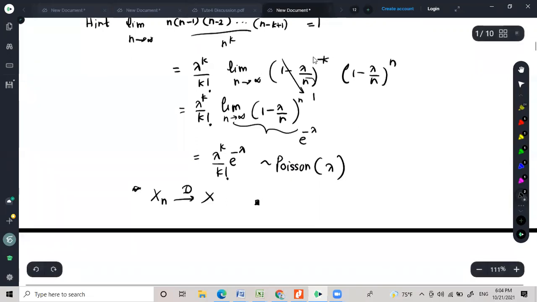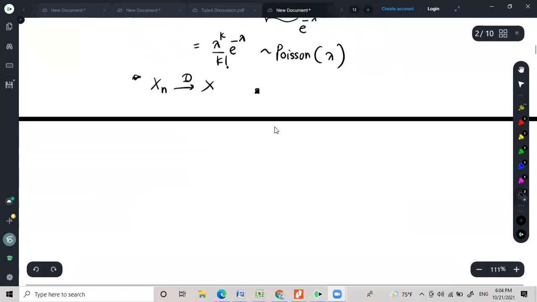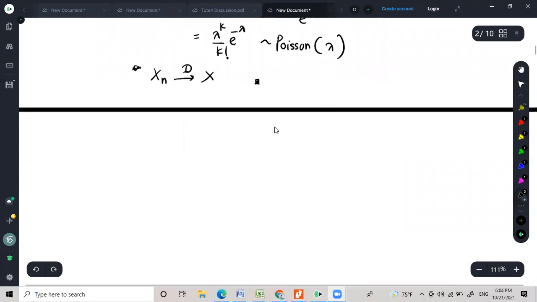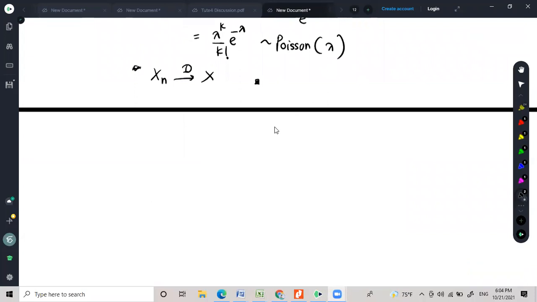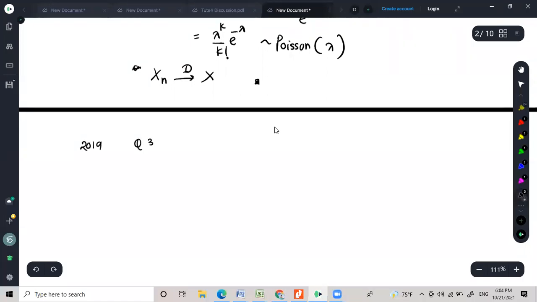And then I thought to do 2019. Let's do 2019 question number 3, where you have the moment generating function, a question based on the moment generating function. Okay, so this is 2019 question number 3.